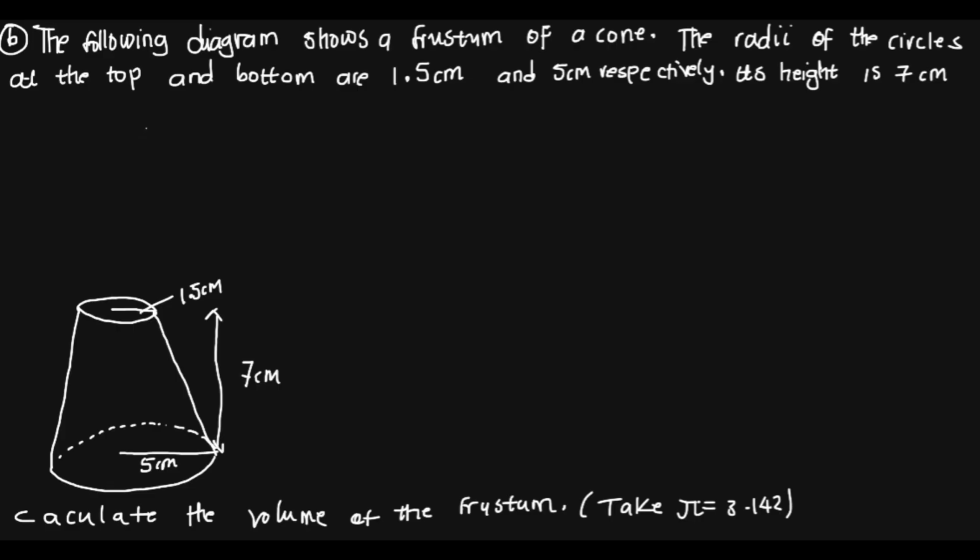Question B of question 12. The following diagram shows the frustum of a cone. The radii of the circles at the top and bottom are 1.5 centimeters and 5 centimeters respectively. Its height is 7 centimeters. The question is now: calculate the volume of the frustum. So let's look at the volume. The formula: the volume of the frustum is equal to the volume of a big cone minus the volume of a small cone.